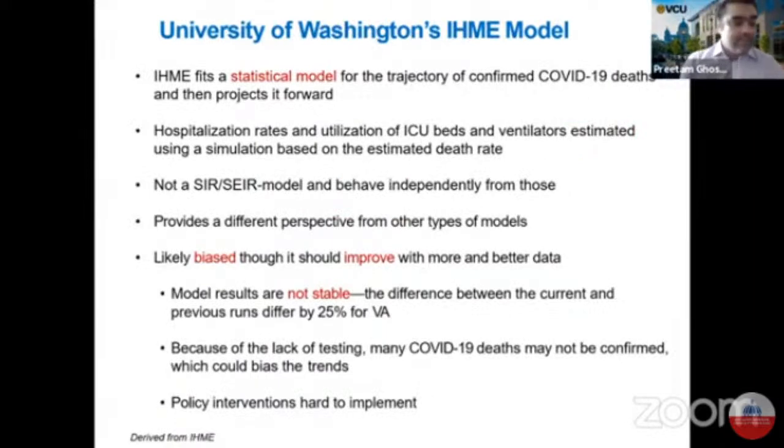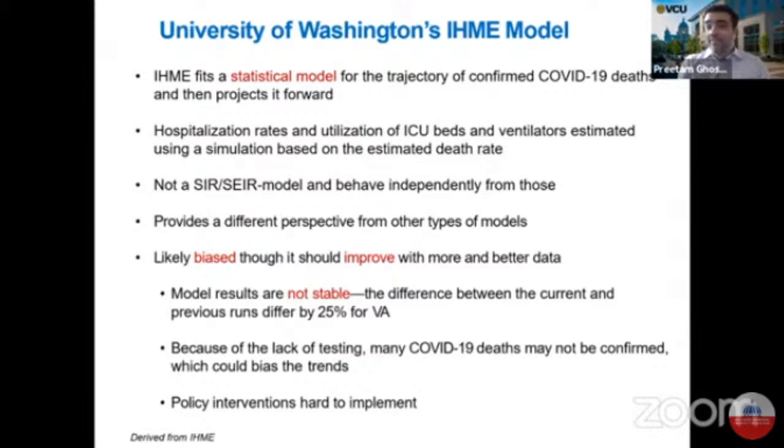University of Washington's IHME model. This is a statistical model based on curve fitting. They can also give you estimates of the hospitalization rates and the utilization of ICU beds and ventilators needed. This is not an SIR or SEIR type of model. It's a statistical curve fitting model that they use. So it's very different from the first two types of models that we just talked about.